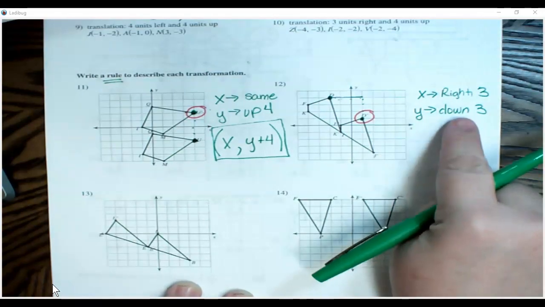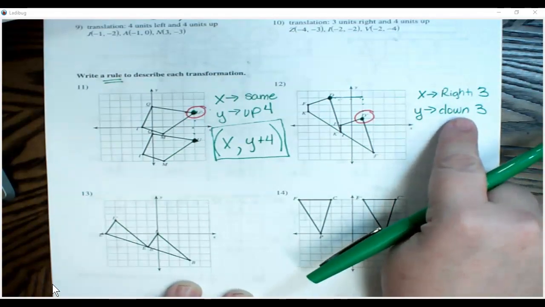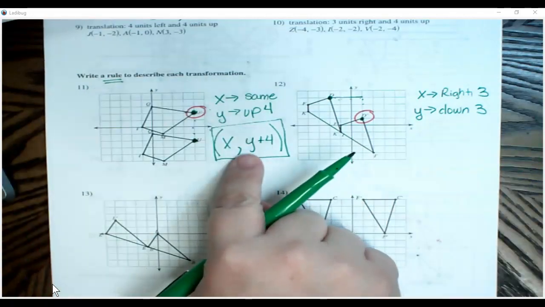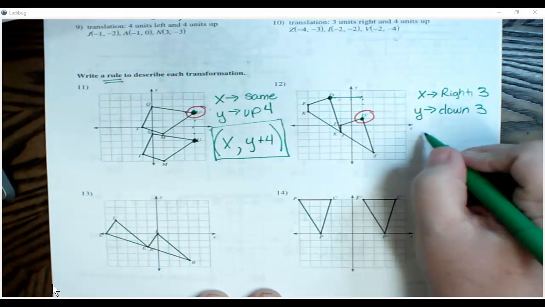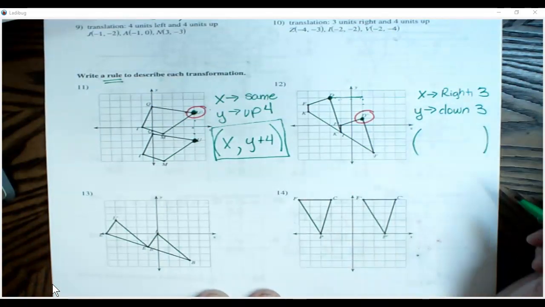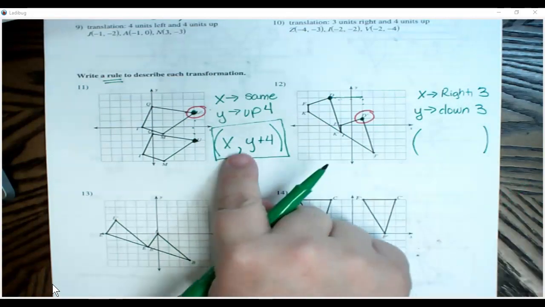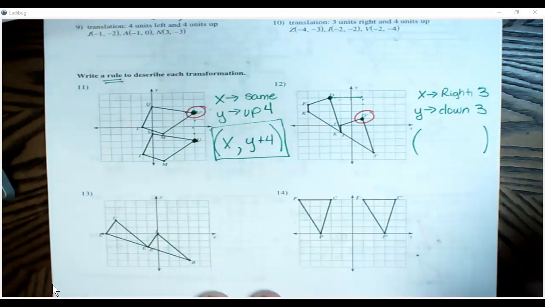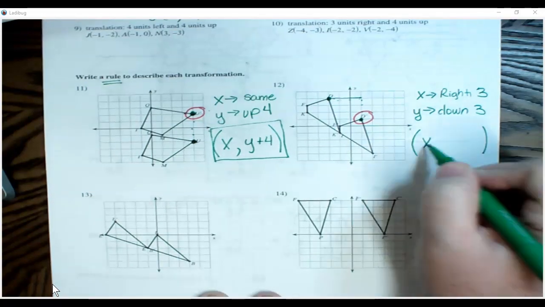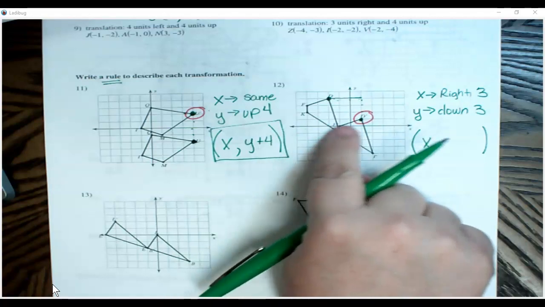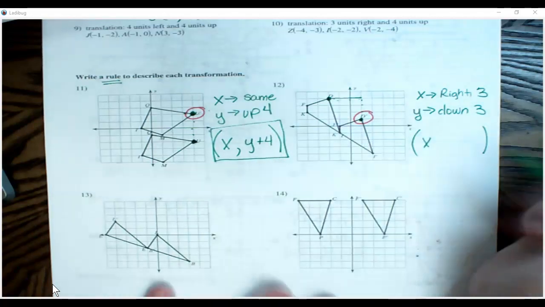So even though you're using this to figure out the directions, that's not the rule. Remember, the rule is the algebraic mathematical representation. So let's put this into a rule. Yes, you have to have parentheses, and you will have to have that comma in between your X and Y coordinates. All right, so what's happening to the X? Right 3. Is that going to be positive 3 or negative 3? Am I adding 3 or subtracting 3? We're moving on the number line to the right, to the positive side. Right, plus 3.